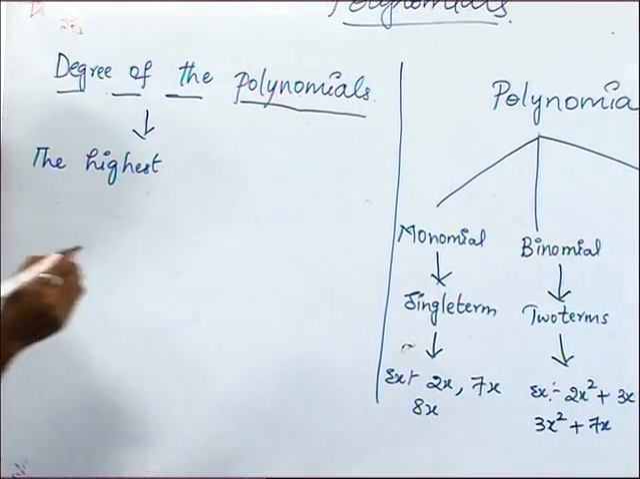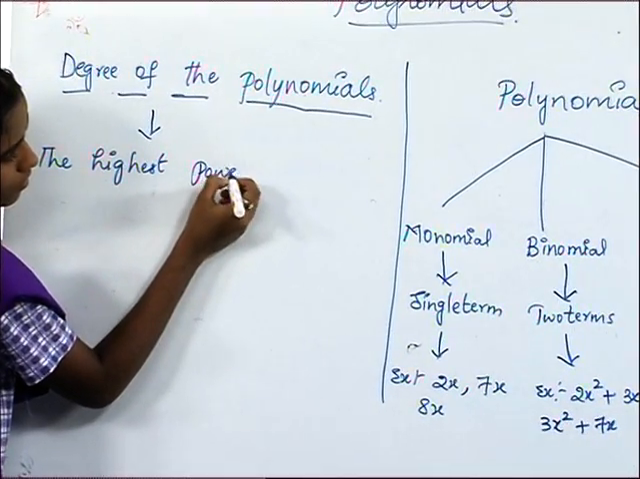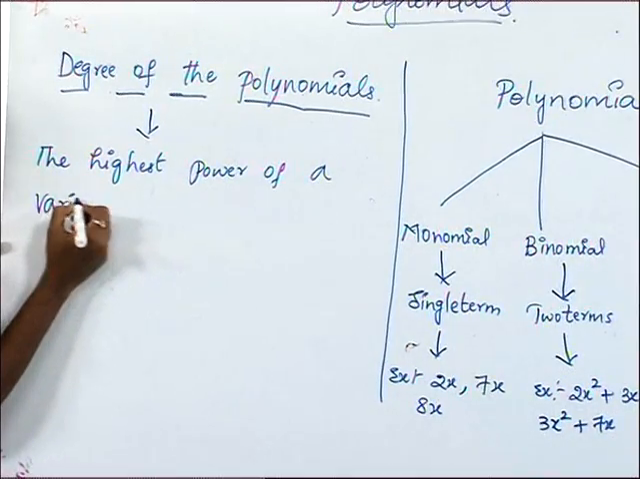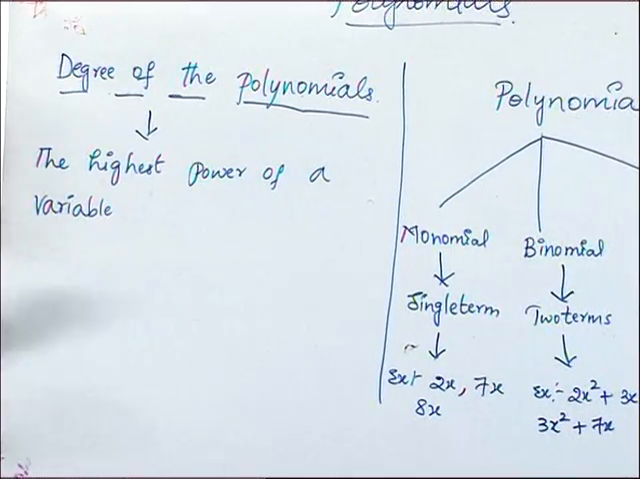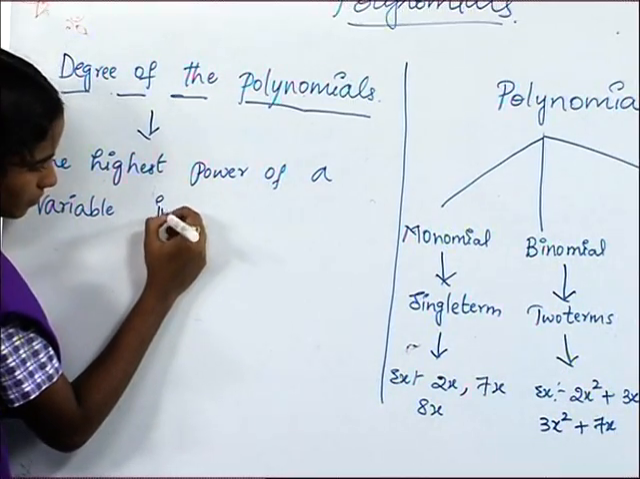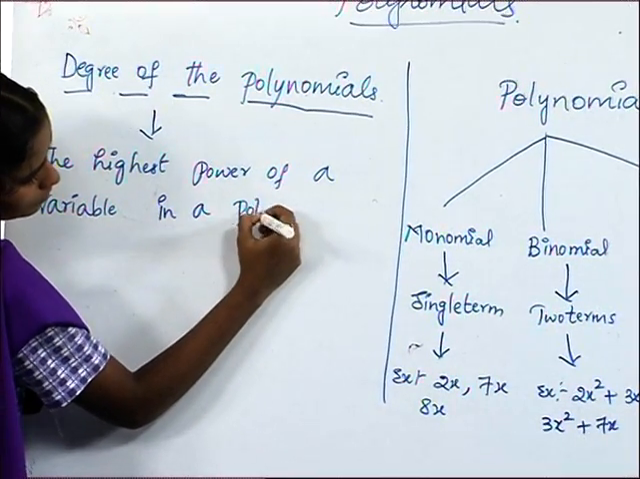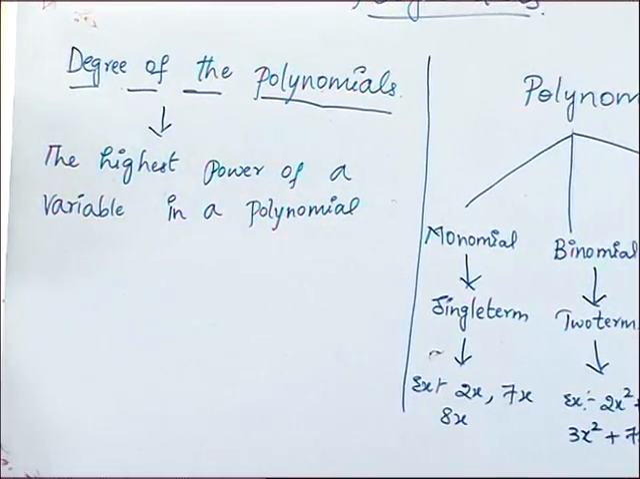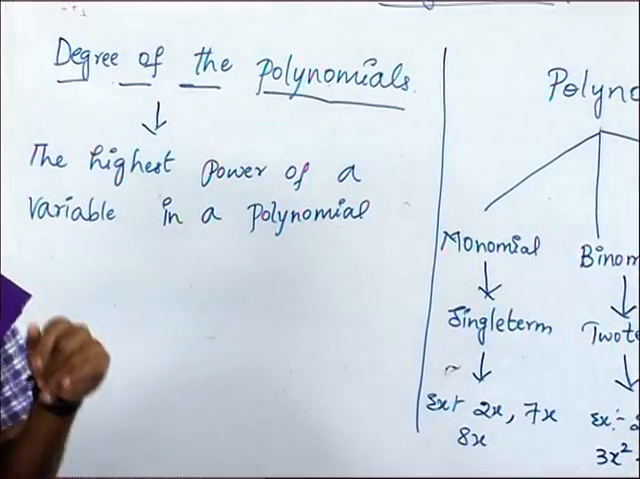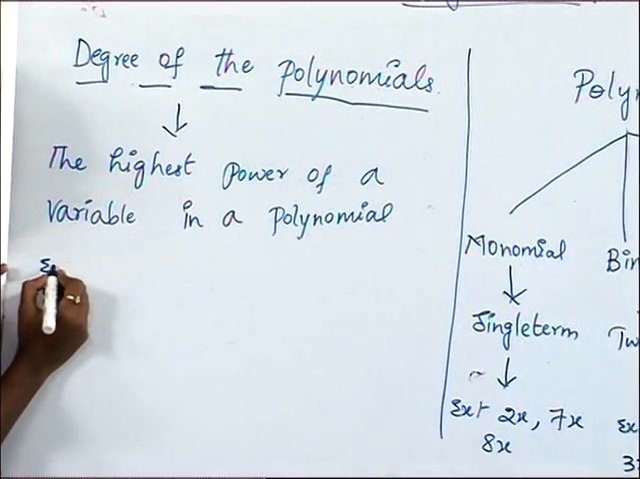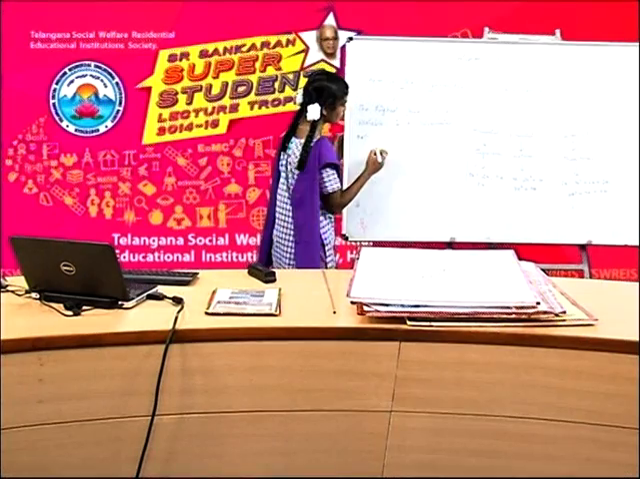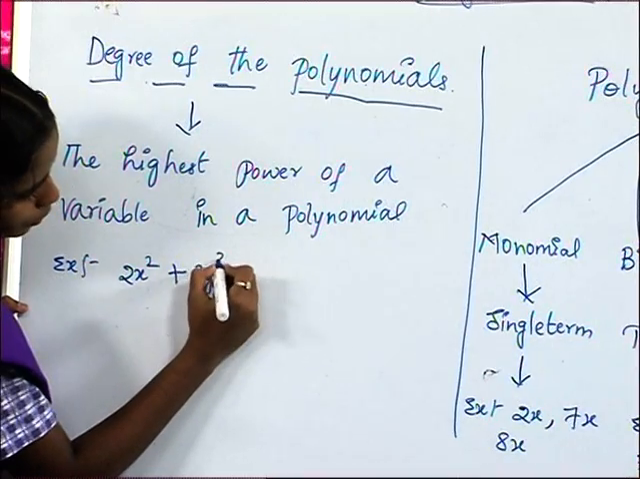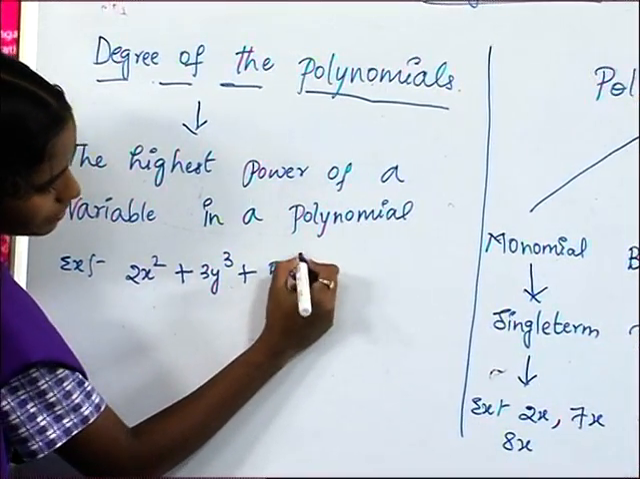in a polynomial is called the degree of the polynomial. For example, of degree of the polynomial, here 2x square plus 3y cube plus 5x power 6.